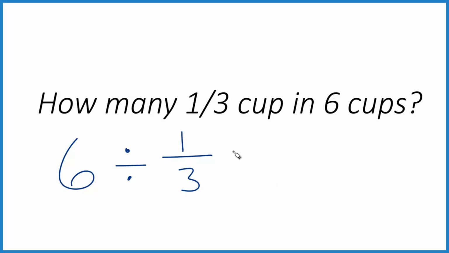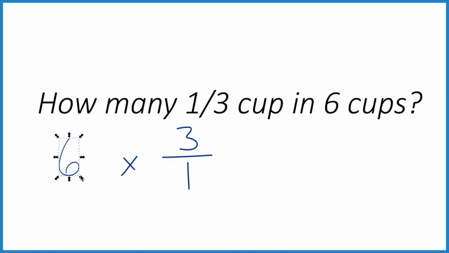So with fractions, instead of division, it's often easier just to multiply. But we have to multiply by the reciprocal of the fraction. That means we take the numerator, put it on the bottom, and the denominator goes up to the top, like this. So the reciprocal of 1/3 is 3. And we're going to multiply 6 times 3 over 1.